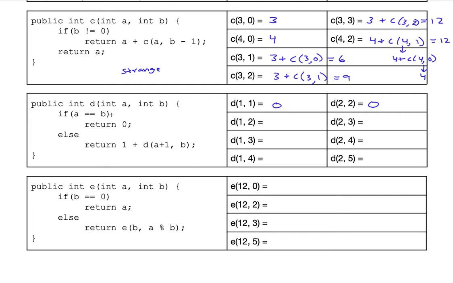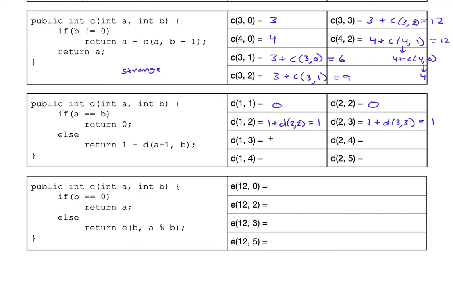D of 1, 2, when they're not equal, returns 1 plus D of, well, increase the A by 1. So now this is going to be from 2 to 2. And remember that D of 2 to 2 was 0, so 1 plus 0 is 1. D of 2 to 3 is going to do something very similar. It's going to be 1 plus D of 3, 3. And we know what D of 3, 3 is going to be because that's when the two inputs are the same. So this will be 1 plus 0, which is 1 still.